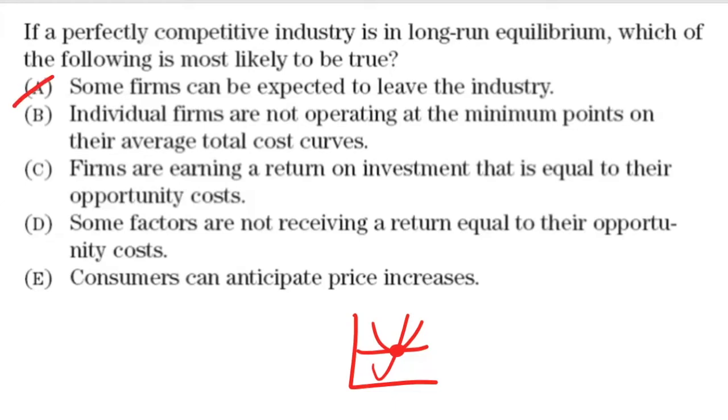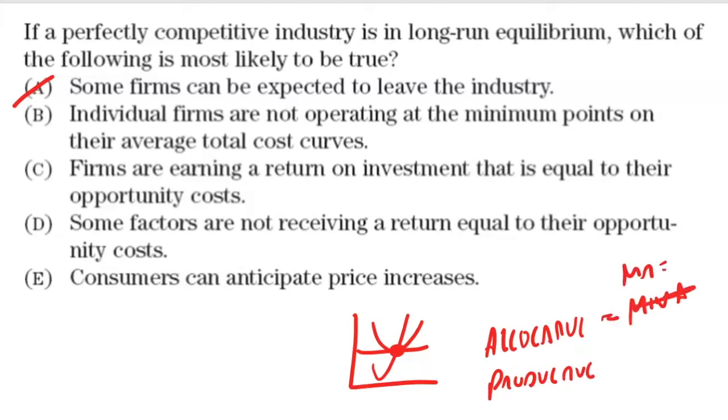So A is incorrect. B, individual firms are not operating at the minimum points on their average total cost curves. Well, that's not true. They are operating at the minimum point. In long-run equilibrium, they are allocatively efficient, and they are also productively efficient. Allocative, remember, is where MR equals MC, and productively efficient is minimum of the ATC equals our price.